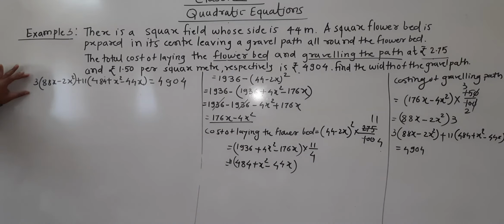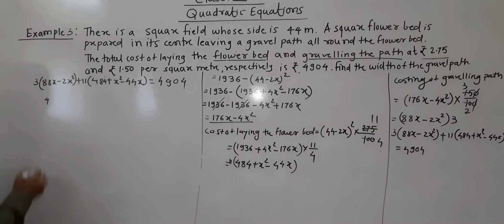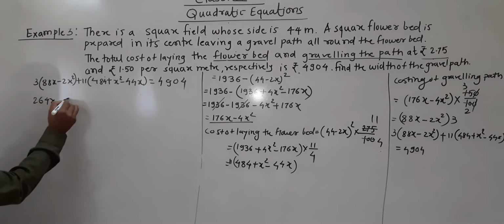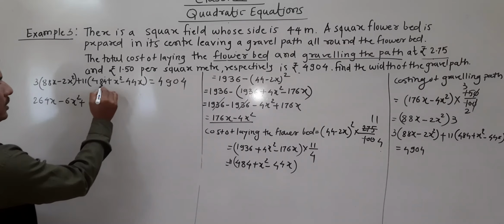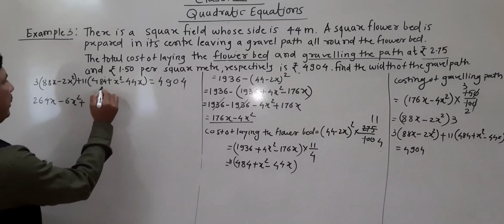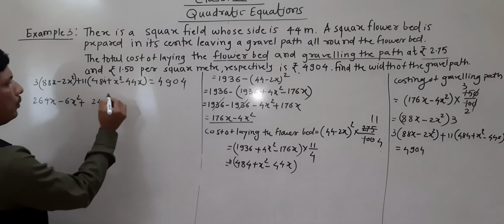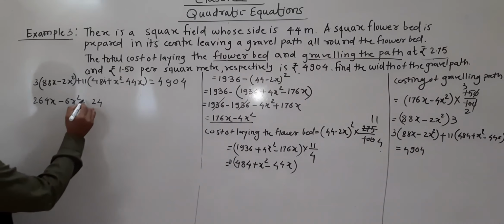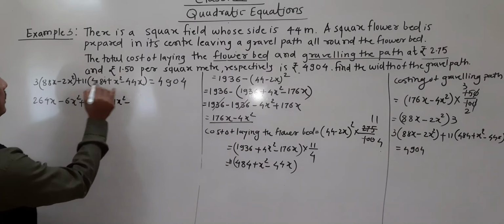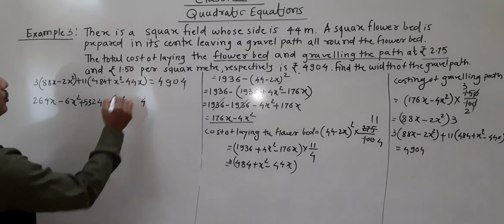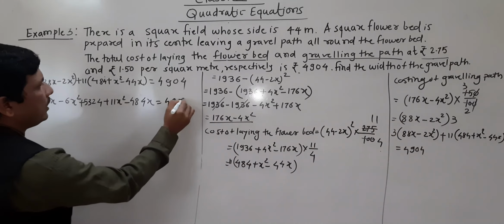Okay, so now find out the product. 3 8s are 24, 4 to carry, 3 8s are 24 plus 2, 264x minus 3 2s are 6x square plus 11 4s are 44, 4 carry, 11 8s are 88, 88 plus 4 is 92, 2, 9 carry, 11 4s are 44 plus 44 plus 9, 5324, plus 11x square minus again 11 4s are 44, 4, 11 4s are 44 plus 4 is 48, 484x is equal to 4904.